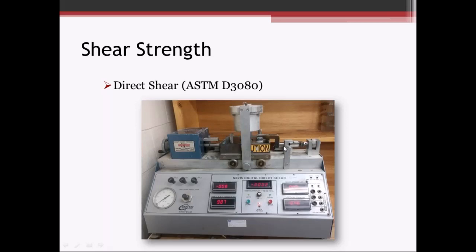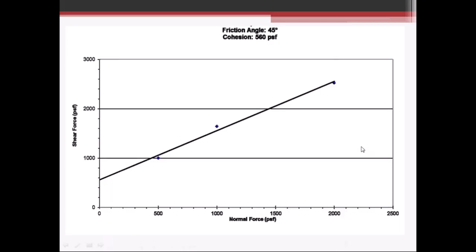This test can be performed on either Shelby tube samples or remolded samples. So some of the information that the lab needs to get from the engineer are the remolding criteria, to remold the sample in the lab, as well as the normal forces to put on the sample to test. And here's some example data of three points, which shows the normal force and the shear force at failure, so that the failure envelope can be established for that soil. From that, the cohesion and the friction angle can be determined.